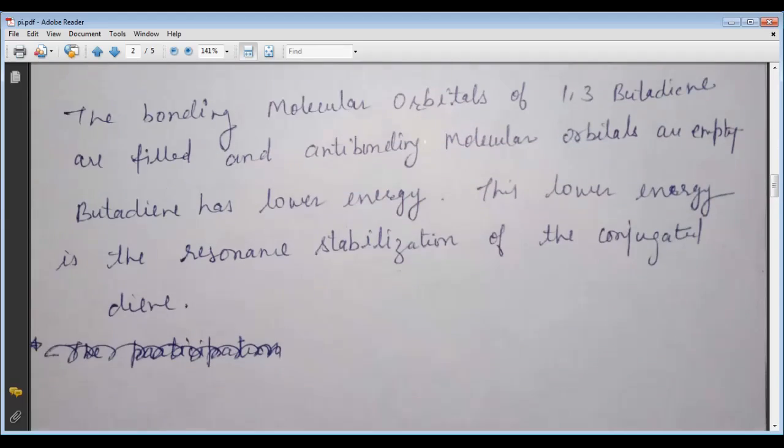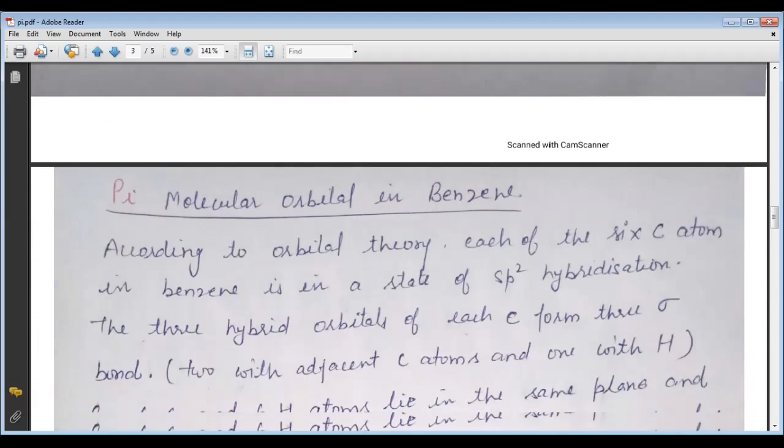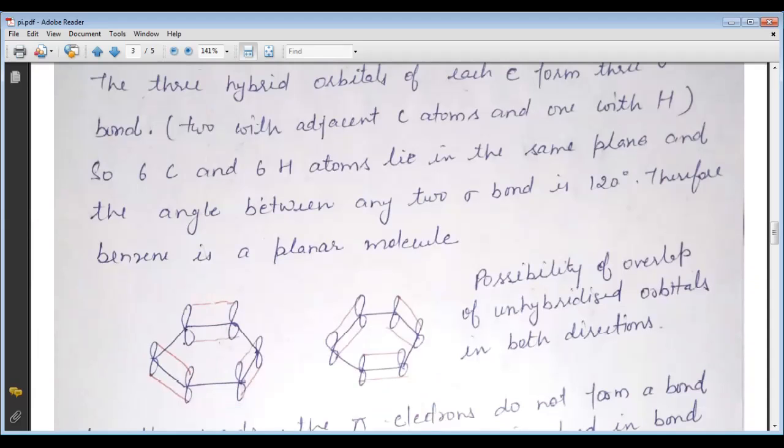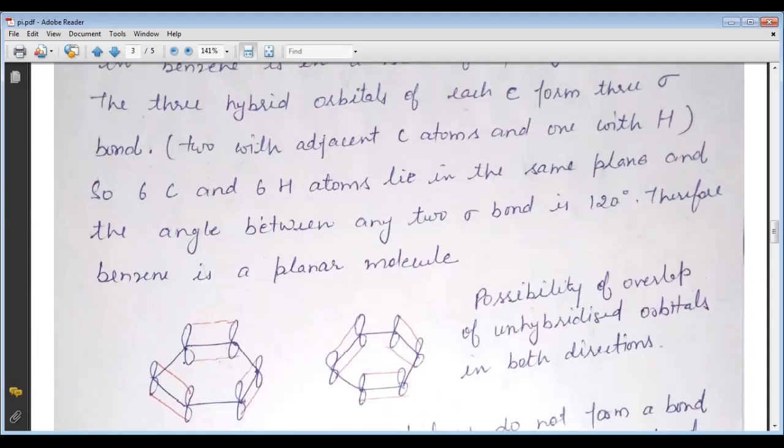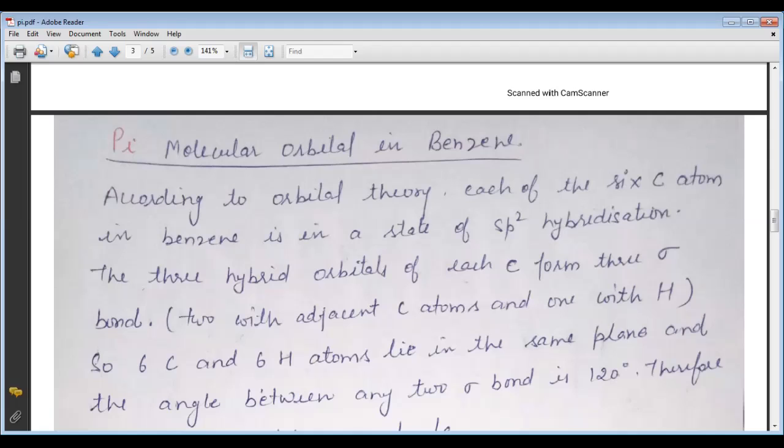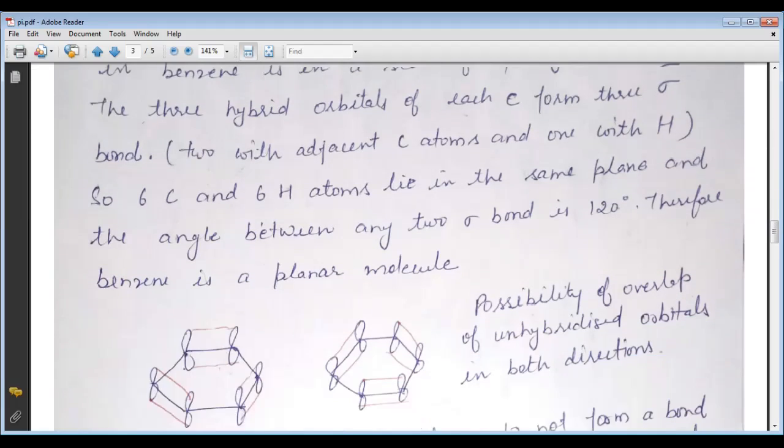Okay, then come to the pi molecular orbital in the benzene. This is explained by the delocalization of the benzene. In the structure of the benzene, we know that it shows a ring structure, and it shows sp2 hybridization, and the three hybrid orbitals of each carbon form 3 sigma bonds. Two with the adjacent carbon atoms, and one with the hydrogen. So six carbon and six hydrogen atoms.